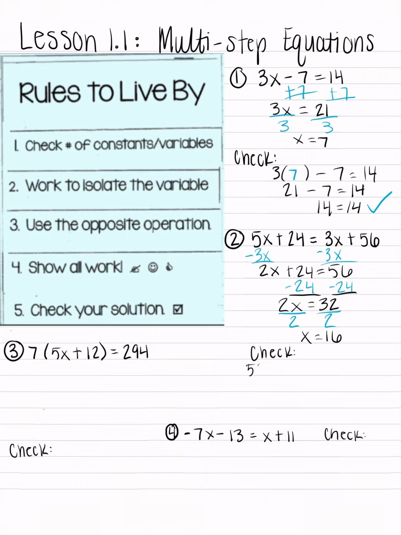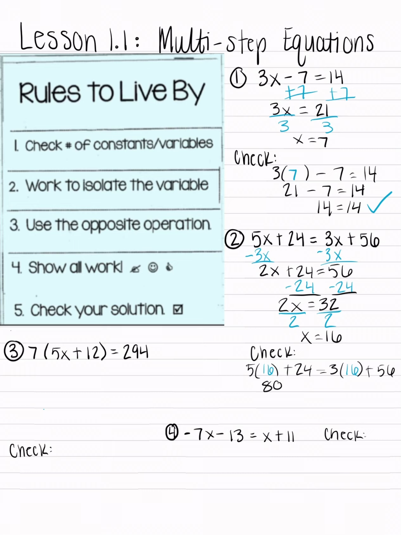So 5 times 16 plus 24, and 3 times 16 plus 56. And again, you can use your calculator for this. Don't feel bad that you have to use a calculator. It's completely fine with me.